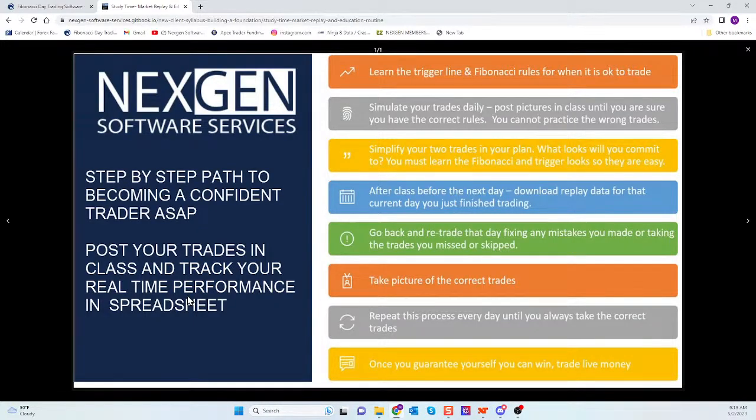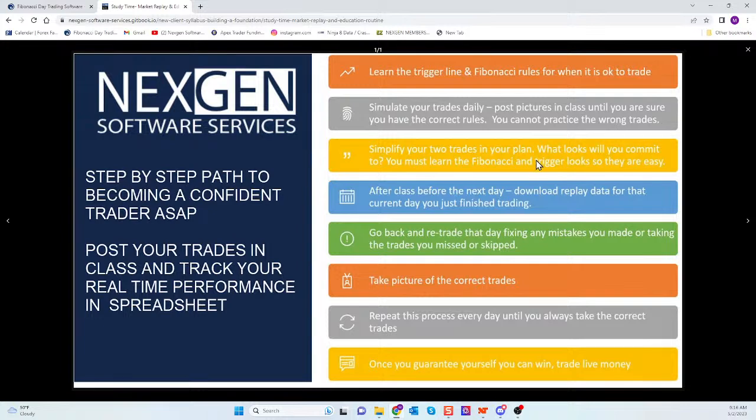So post your trades in class. Utilize that spreadsheet that Nexgen provides, guys. It's a huge, huge advantage to getting you where you want to be. And then together as a class, we're going to learn the trigger line and Fibonacci rules for when it's okay to trade. You guys are going to simulate daily, and you're going to practice the correct rules, not the wrong trades, because muscle memory, right? You don't want to practice breaking rules.